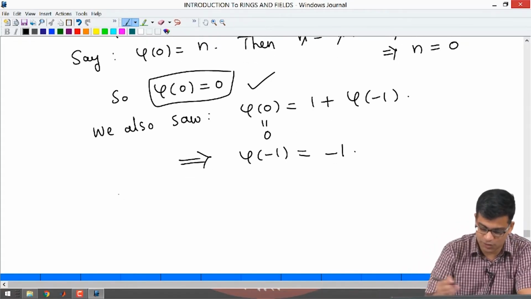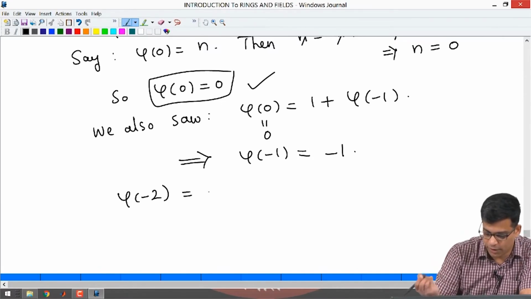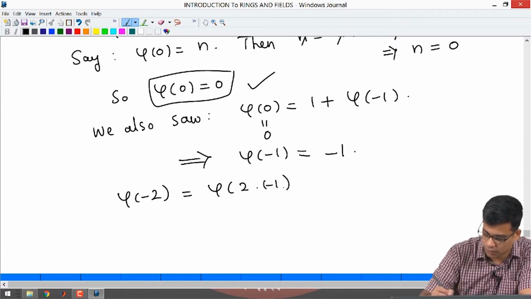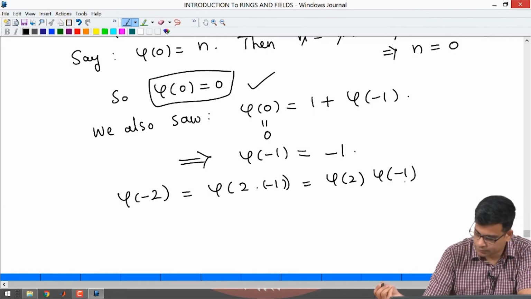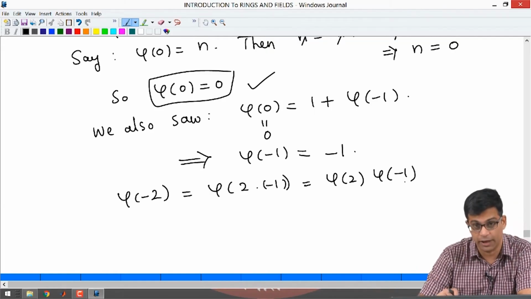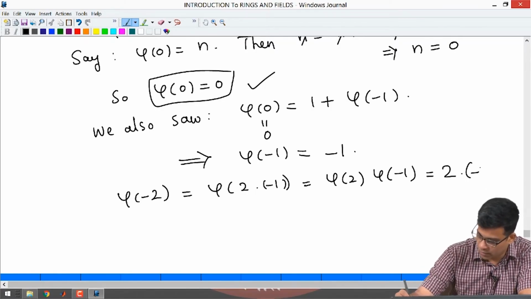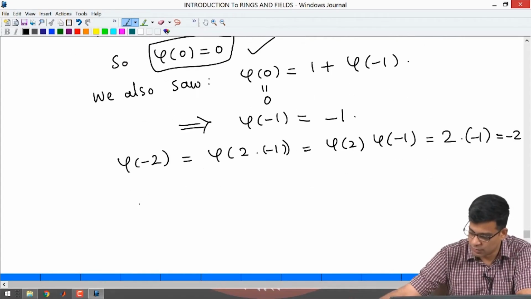What about phi of minus 2? Now, we can simply use the multiplicative property. Phi of minus 2 is phi of 2 times minus 1, right, because minus 2 is 2 times minus 1. This is the same as phi of 2 times phi of minus 1 by the multiplicative property, which we have not used yet. Now, phi of 2 I have already shown is 2 and phi of minus 1 is minus 1. So, this is minus 2. That means phi of minus 2 is minus 2.